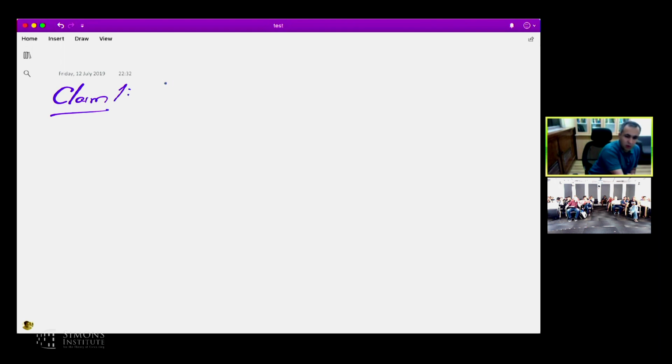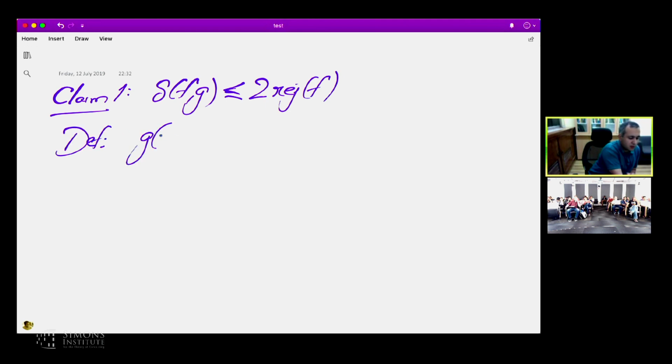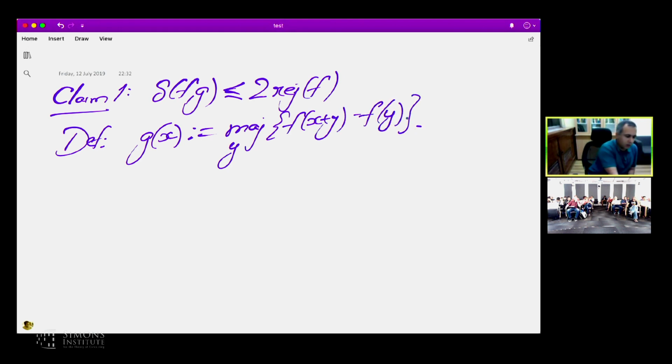So if you'd like to prove the first of the claims, claim 1, I want to prove that delta of f, g is less than or equal to twice the rejection probability of f. Let's recall once again the definition of g. g is the majority vote that every y gives.